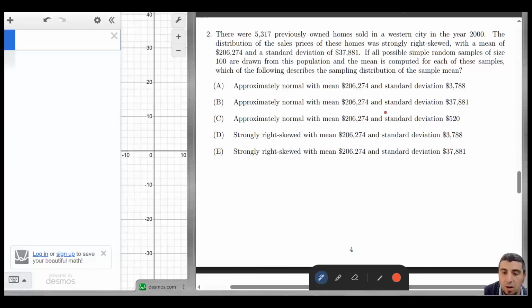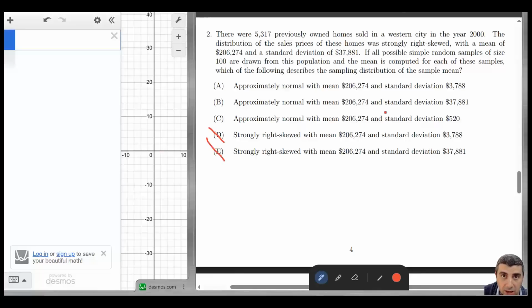Well, notice they all have a mean which is the same as the distribution, 206,274. So we can't eliminate anything there. But since the sample size was 100, which is greater than 30, we can apply the central limit theorem, which means that the sampling distribution of the sample mean is going to be approximately normal. That's going to eliminate D and E.